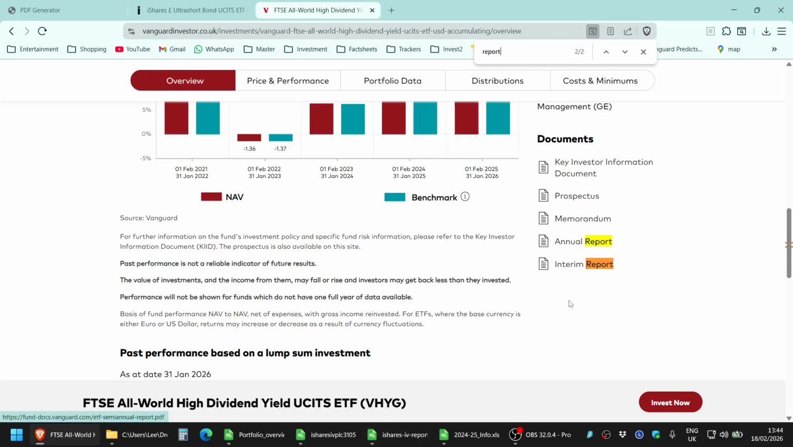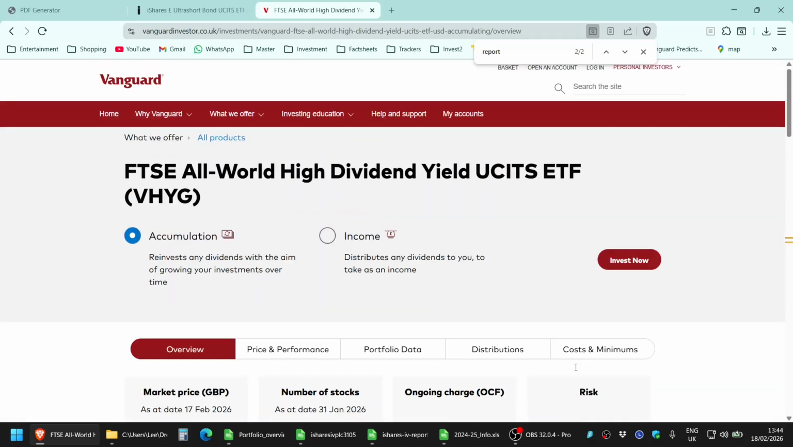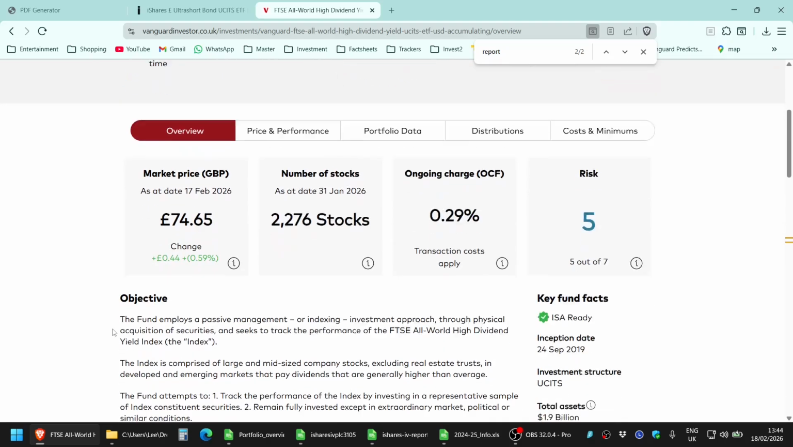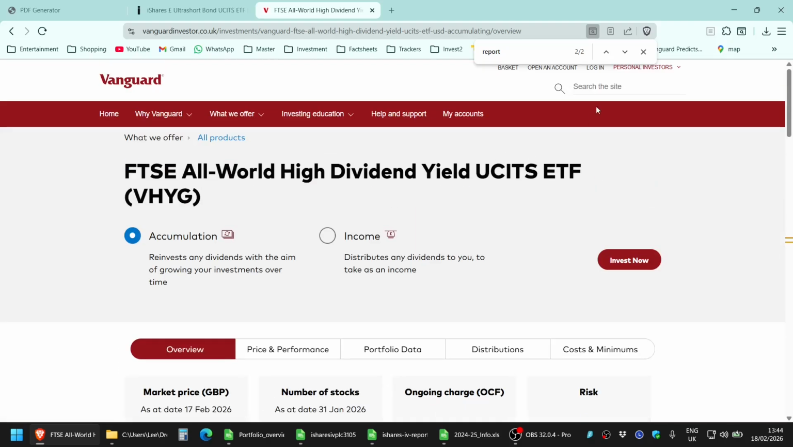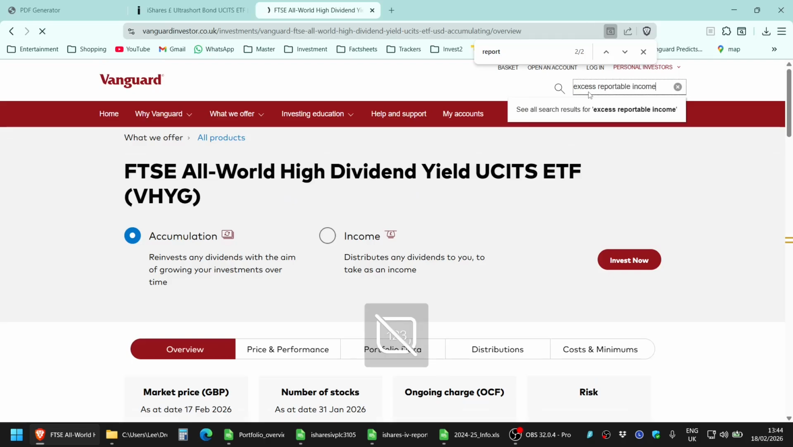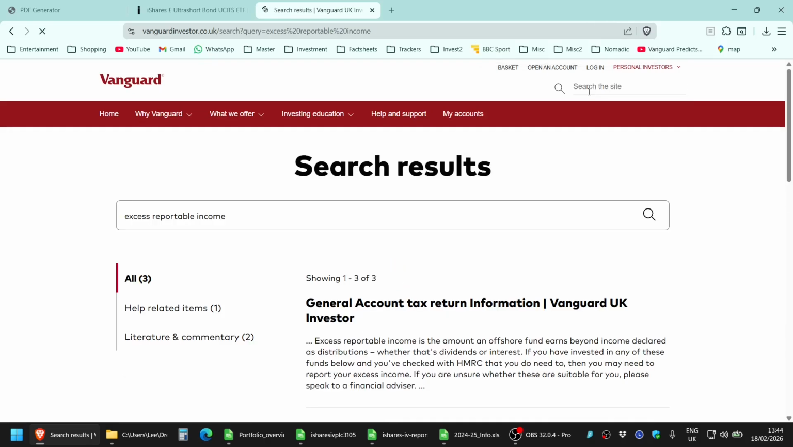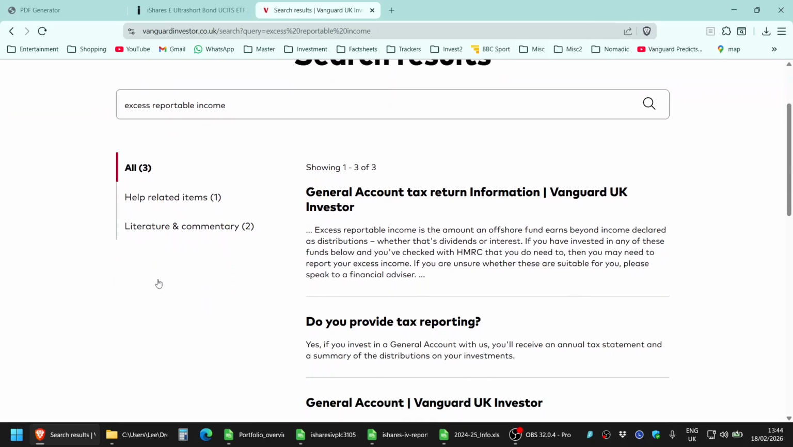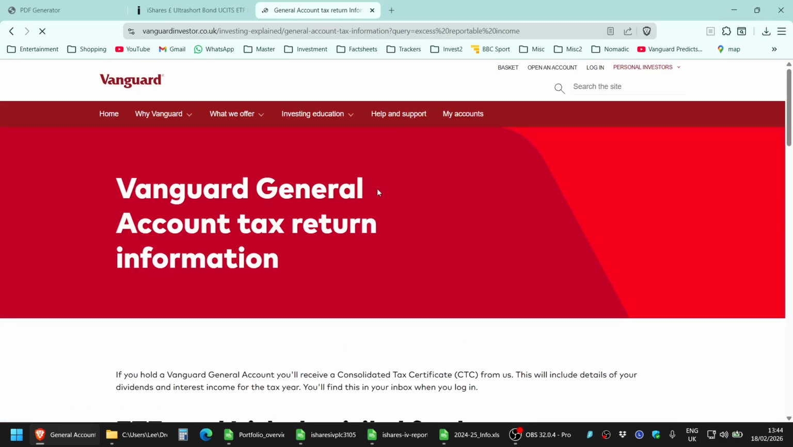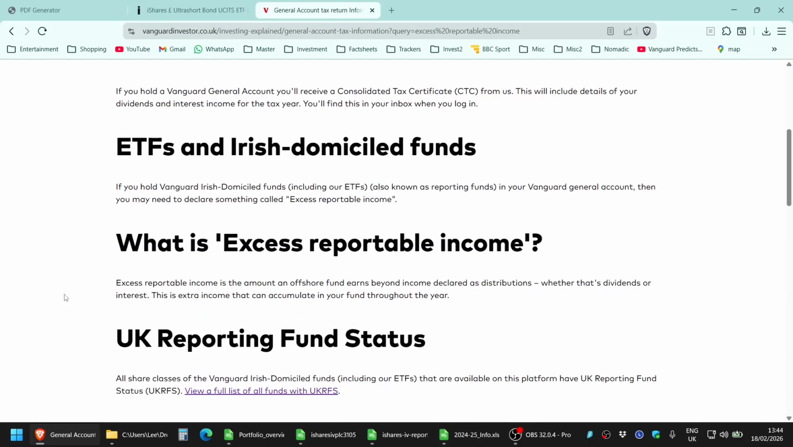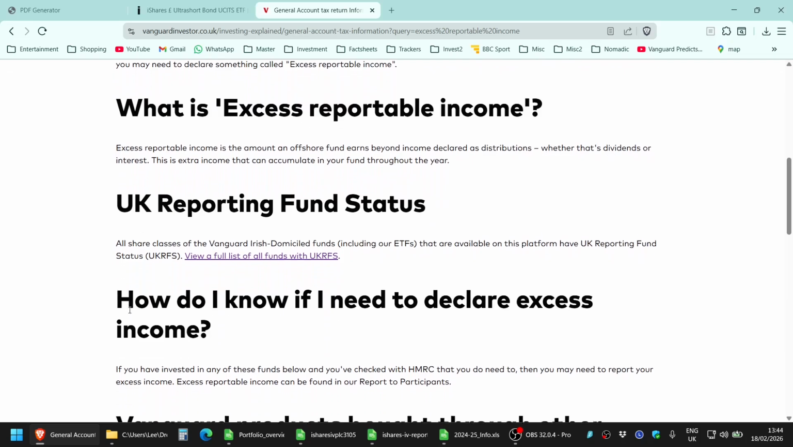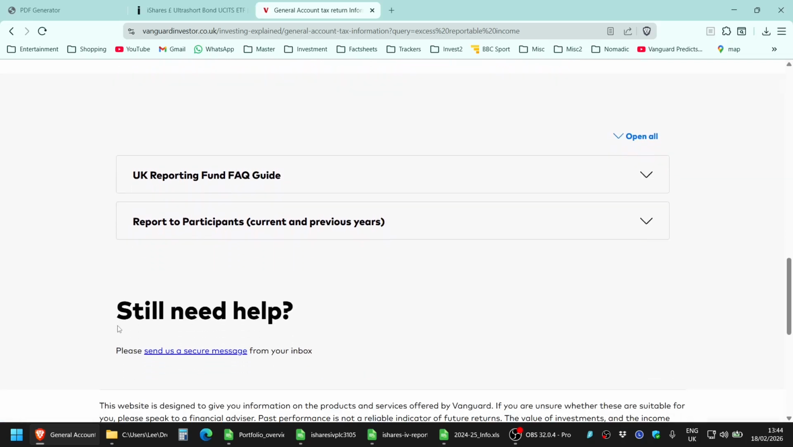Annual report, interim report. Oh no, sorry, I've done this before. I remember being confused with the Vanguard. Yeah, I couldn't find it, and I think I just searched here, income. I think I just searched there, and I got like a master file. Here we go. General account tax return information. Vanguard UK investor. This is the problem. Every fund provider is different, and you have to go rooting around for the information. UK reporting full list of. No, I don't think it's there. I think it's here. UK.